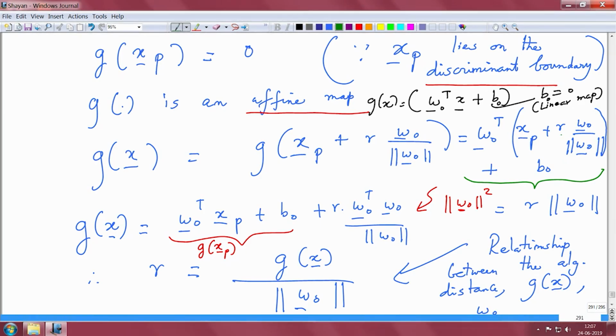But r is just a scalar because it is an algebraic distance. So, you pull this r out. So, I have w naught transpose times w naught upon norm of w naught, but w naught transpose times w naught is nothing but norm of w naught square, right. So, this quantity here is nothing but norm of w naught square, and this is basically 0, g of xp is 0. So, therefore, I just get g of x to be just r times norm of w naught. So, therefore, the algebraic distance r can be computed as g of x upon norm of w naught. So, that is a relationship between the algebraic distance g of x and w naught, right. This is an important simplification.